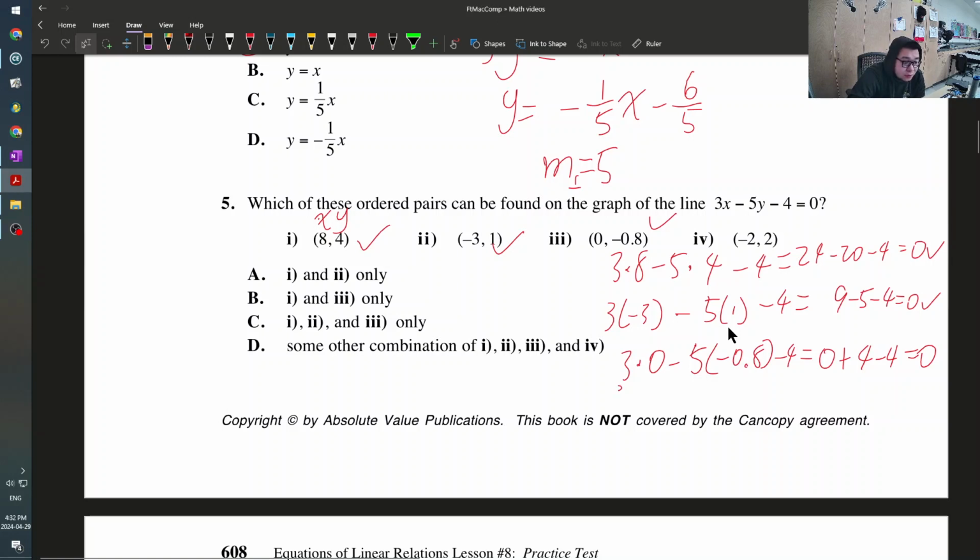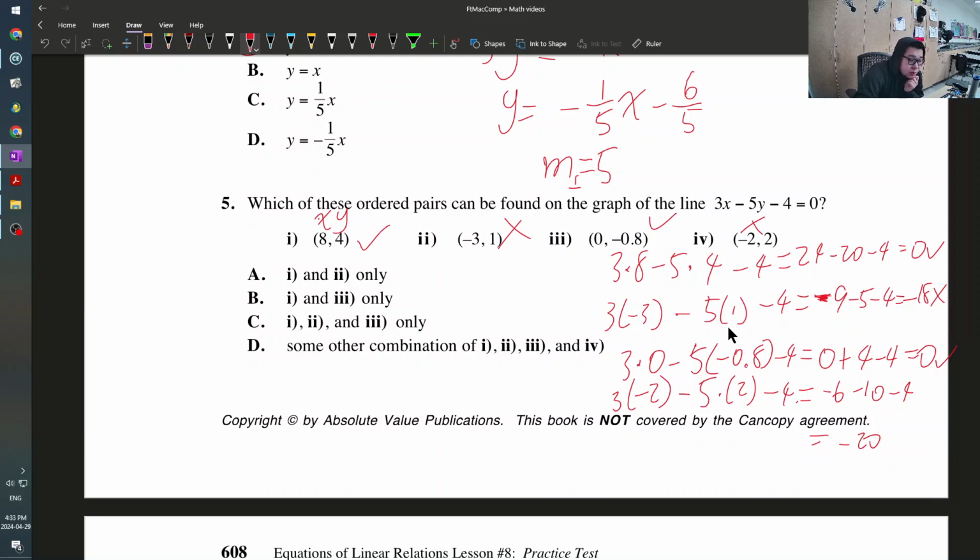Lastly, D, negative 2 and 2, 3 times negative 2. Oh, wait, I made a mistake. 3 times negative 3 is negative 9. Negative 9 minus 5 minus 4. It's not equal to 0, it is equal to negative 18. So, sorry, B is incorrect. C, alright, lastly, D. 3 times negative 2 minus 5 times 2 minus 4 is equal to negative 6 minus 10 minus 4, which is equal to negative 20. So D is also wrong, so only 1 and 3 are right. 5, the answer is B.